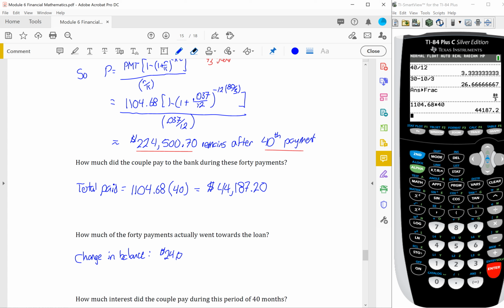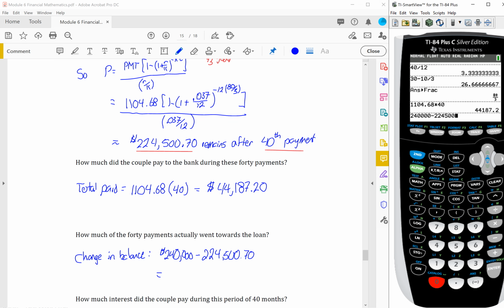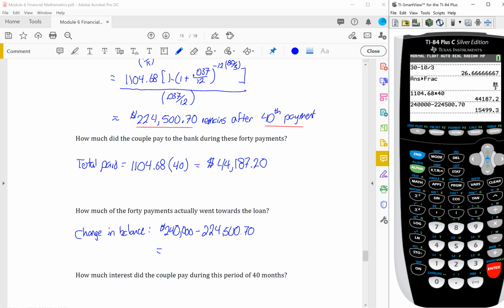Oh, I missed a zero. We started with a loan balance of $240,000. But at the end of the 40th payment, we only reduced the loan to $224,500.70, which means the money that actually went towards the loan was $15,499.30.